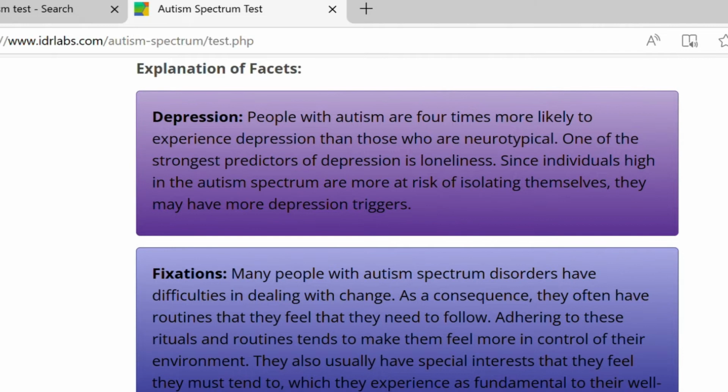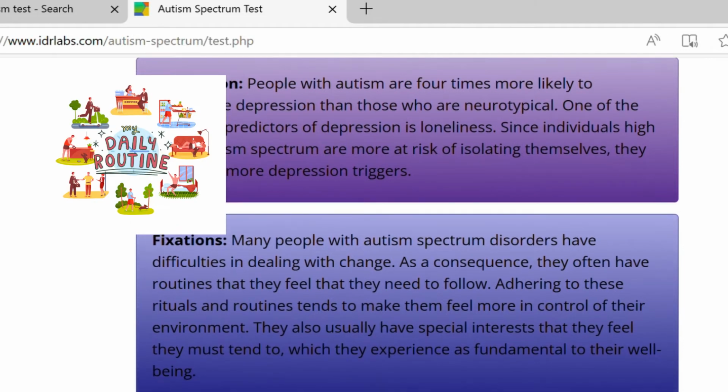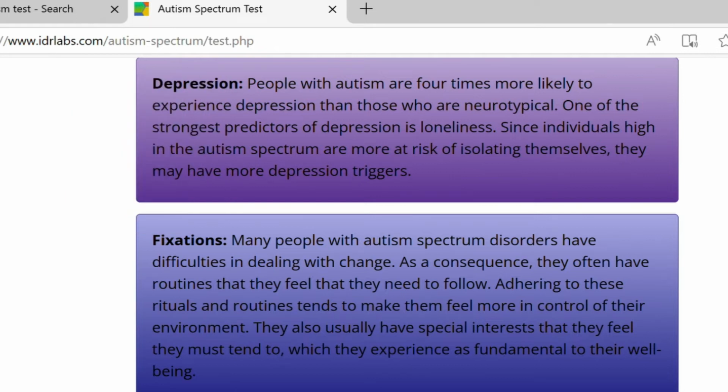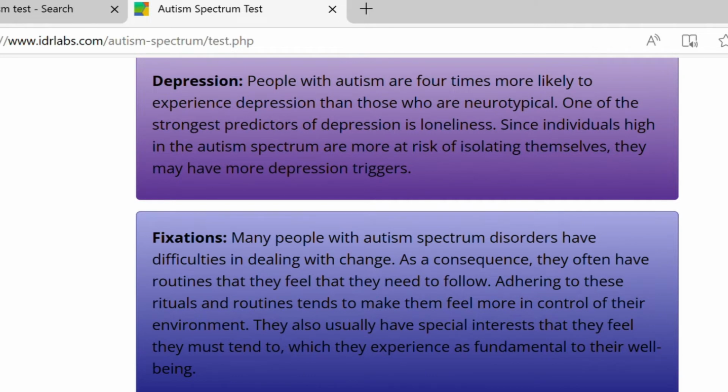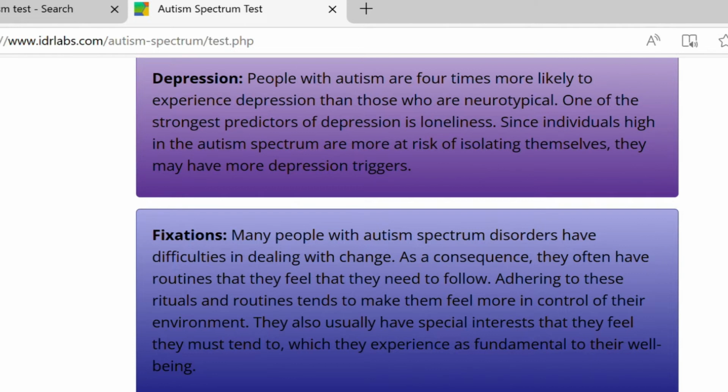So the next one is fixations. A lot of us have trouble dealing with change is what it comes down to. And as a consequence, we often have routines that we feel we have to follow. And it helps us to feel more in control is basically what it's saying. And also, if we have special interests we feel we must tend to hyper-focus on, this can affect our well-being as well.